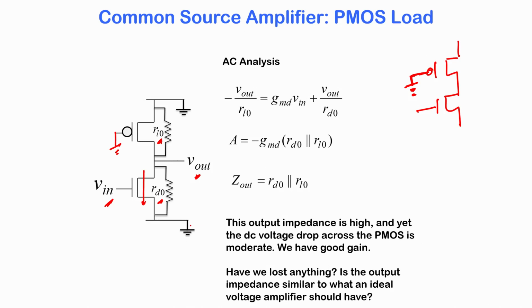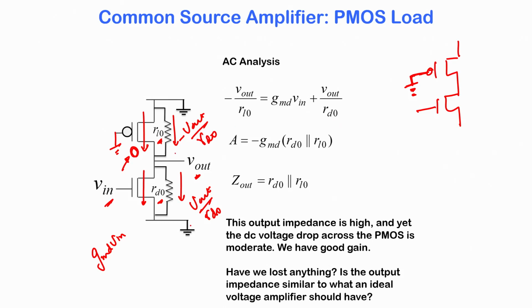The current through this is the same, it is gmN times V in. The current through this is V out by rON. The current through this is V out by rOP, and the current through this is now 0, because neither is this node fluctuating nor is that node fluctuating. So, the current is now 0, and that is the fundamental difference between having an NMOS and a PMOS.